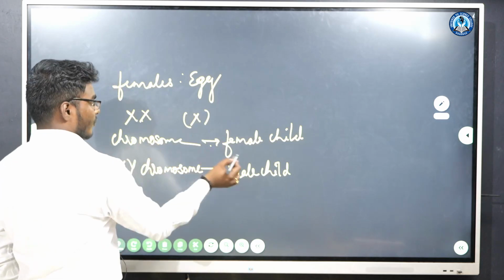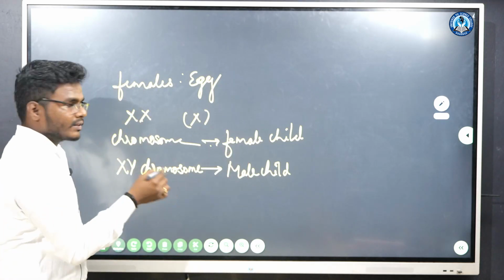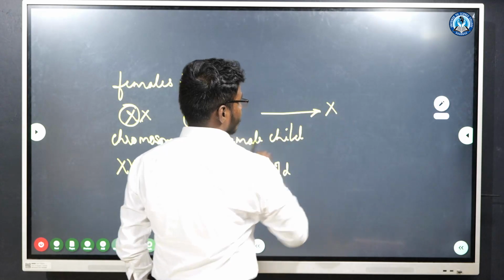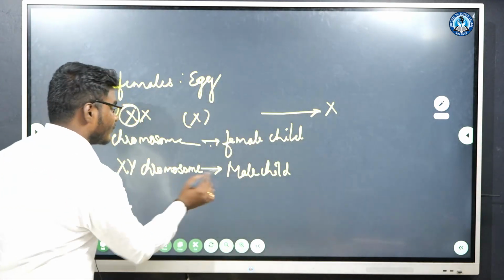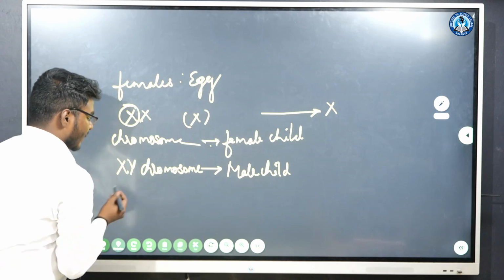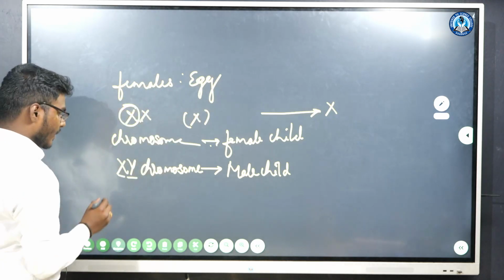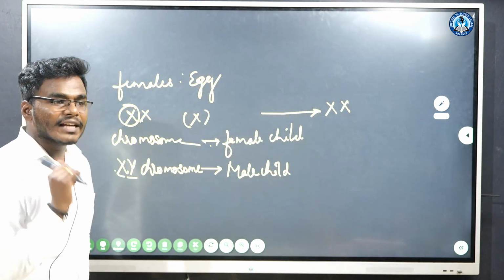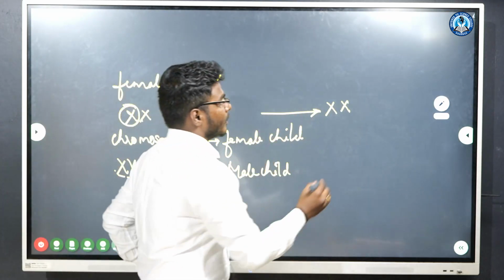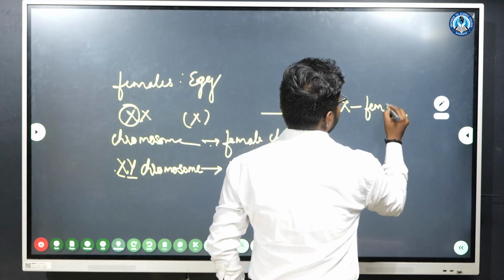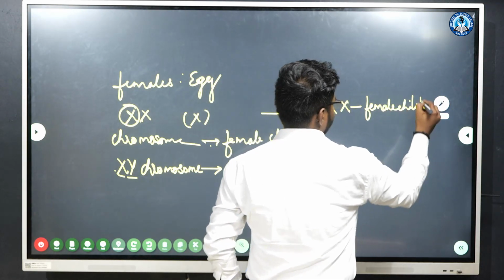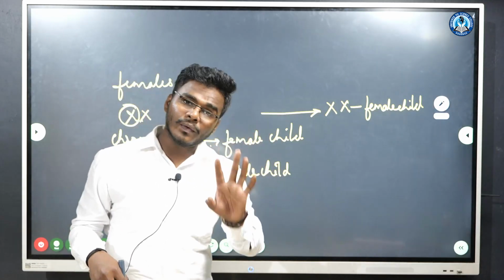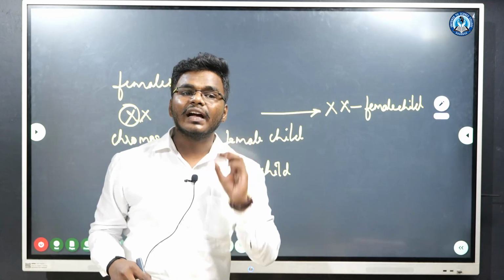the female who is XX gives 1 X chromosome. Meanwhile, if the male is heterozygous, that is one is X and the other one is Y, if the male gives X chromosome, then the resulting baby will always be a female child. Got it? The female will always give X because she is in homozygous condition.